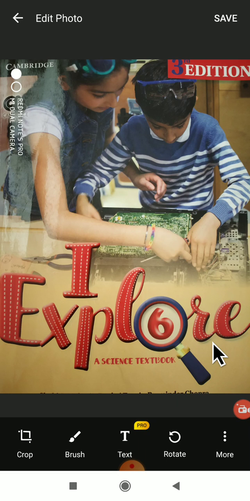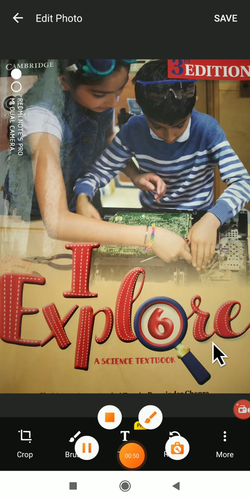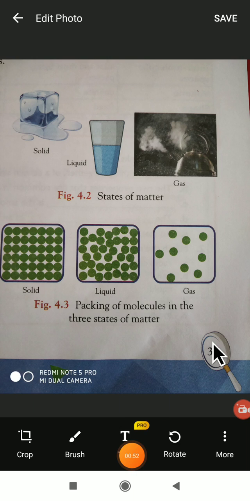Next we learned how classification is done in plants and animals. And next we learned the definition of matter. Matter is nothing but what? Anything that occupies space and has mass is called matter. This is the definition of matter. Next we learnt the three states of matter. First one is the solid state, second one is the liquid state, and third one is the gaseous state.